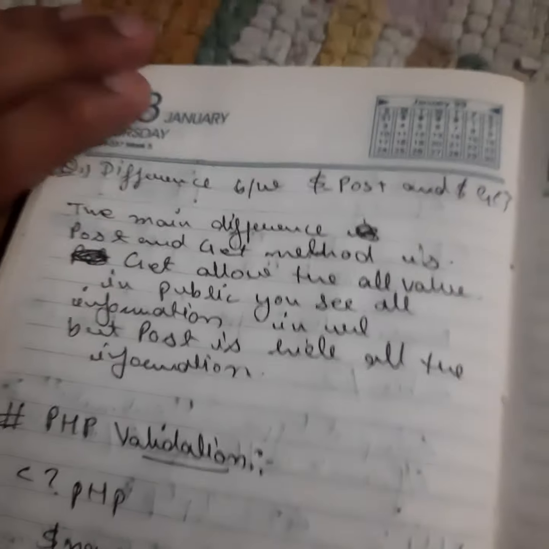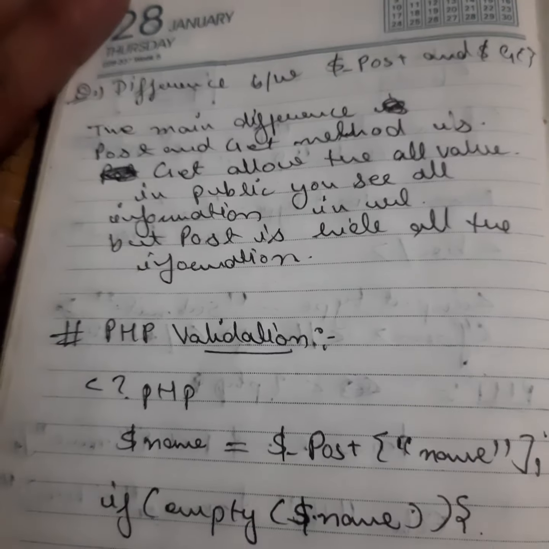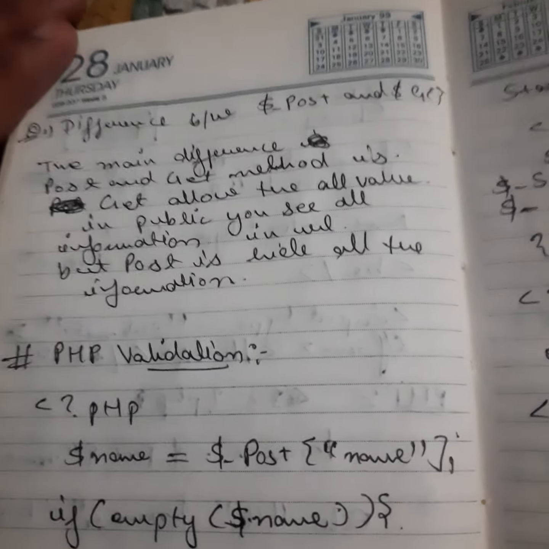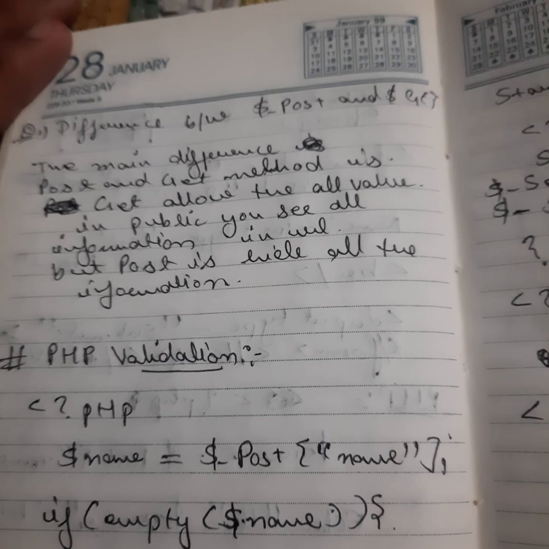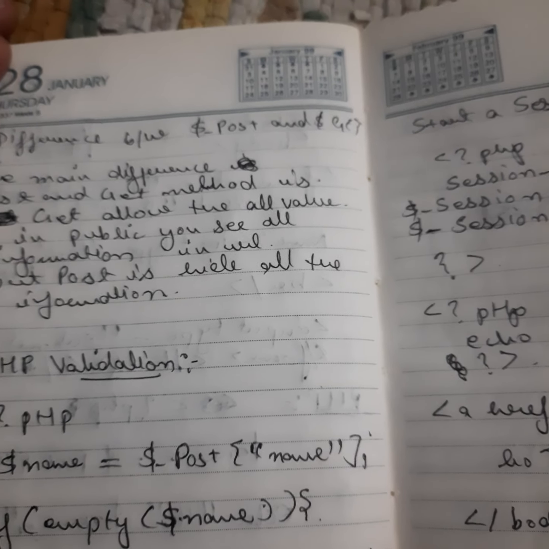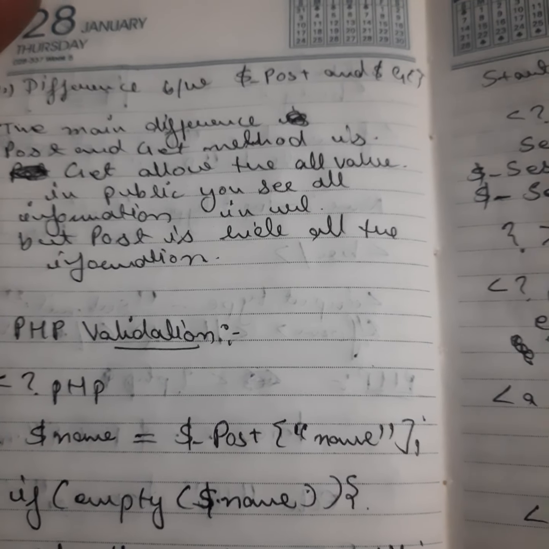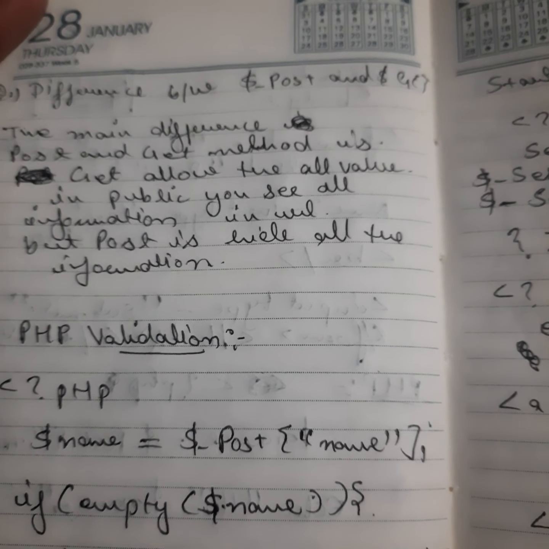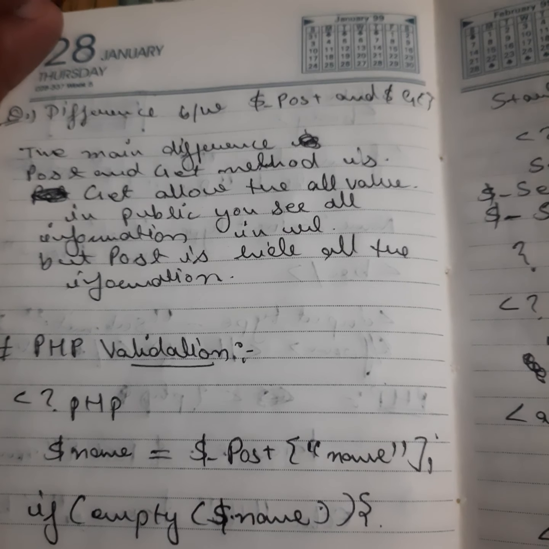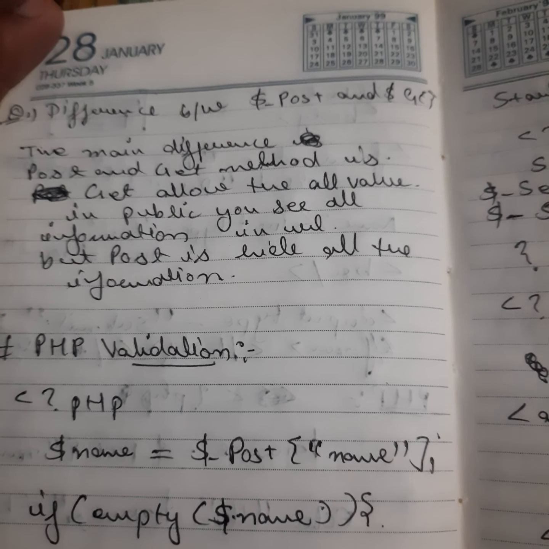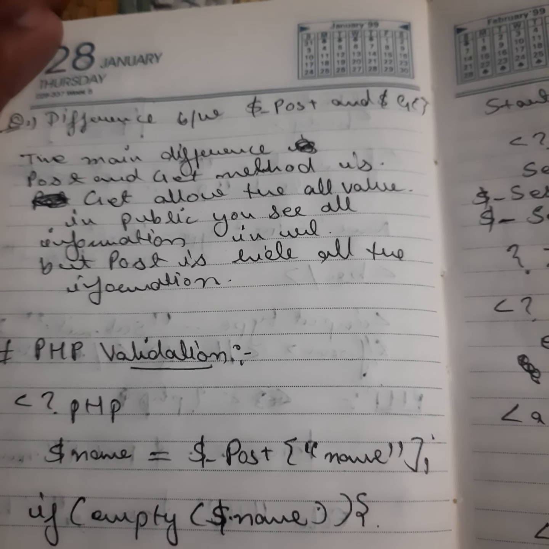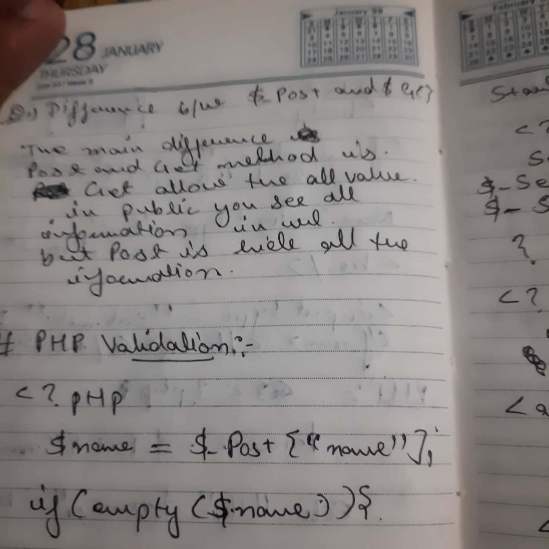Difference between post and get method. Post method is used to hide the data, and get method is used to see the arguments you pass in the URL. That is the main difference. The get method shows all the values in public, you see all the information in the URL, but the post method hides all the information.